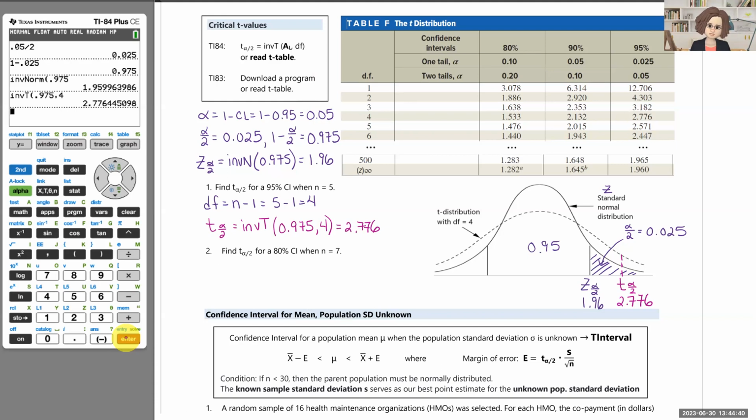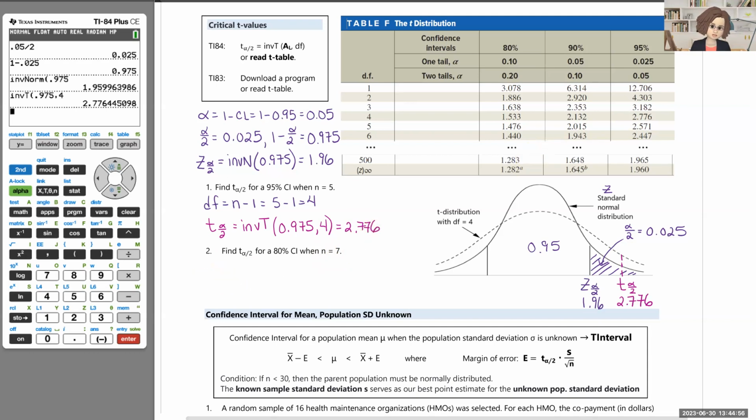Okay, so I'll just do one more here. I don't have the picture for it, but number 2, find t alpha over 2 for an 80% confidence interval when the sample size n is 7. So for this one, I'm just going to read the table.